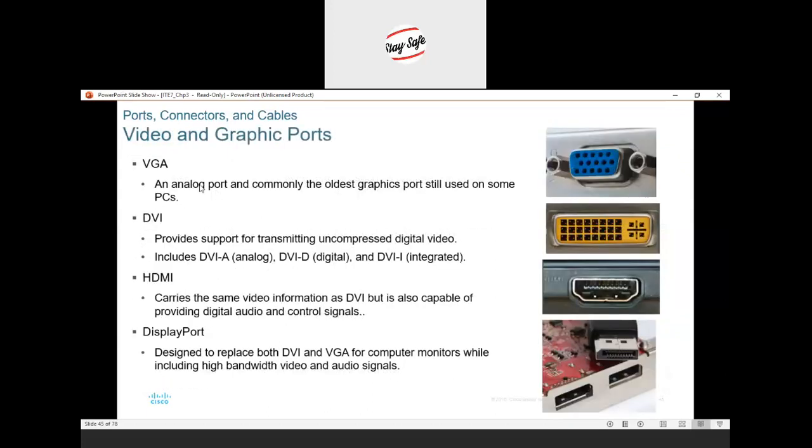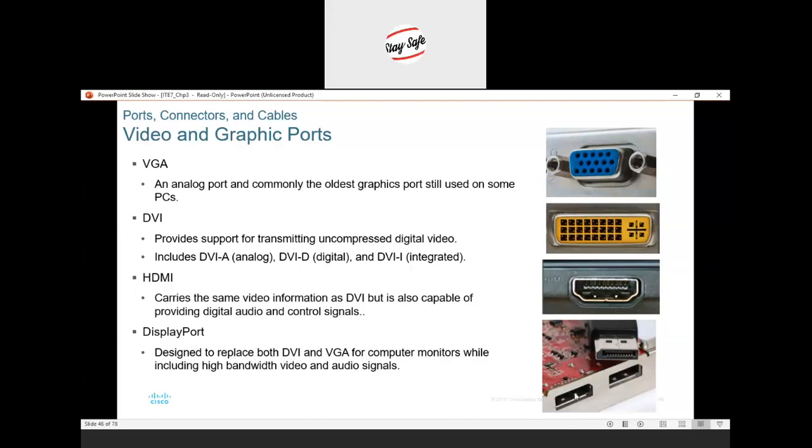Then you have a VGA for graphics. You can see your DVI, which provides support for transmitting uncompressed digital video. You can see your HDMI that carries the same video information as DVI, but it's also capable of providing digital audio and control signals. And that's an improved side of what you used to have before. And DisplayPort is designed to replace both DVI and VGA ports.